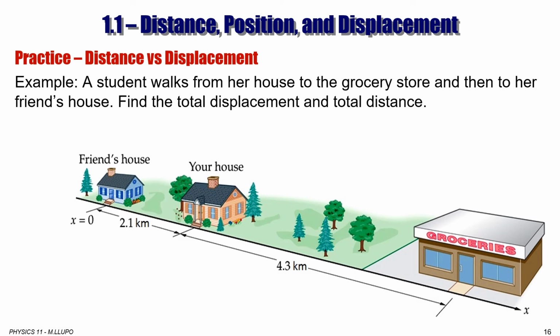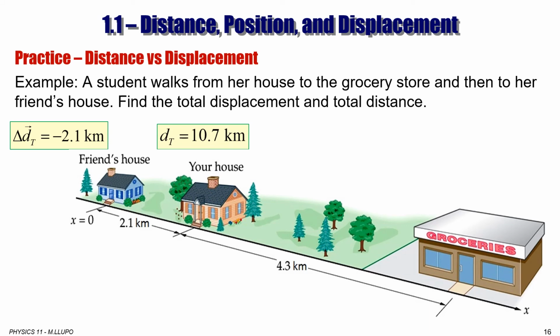So you can try yourself now. You can pause the video and try to calculate total displacement and total distance. A student walks from her house to a grocery store and then to a friend's house. Find the total displacement and total distance. Then, if you get the total displacement of minus 2.1 and total distance of 10.7 kilometers, then you understand the concept.